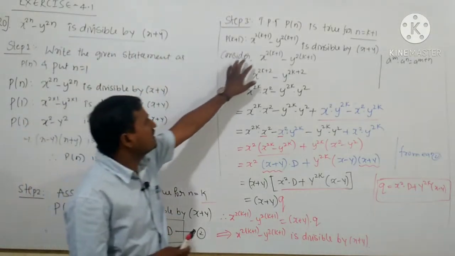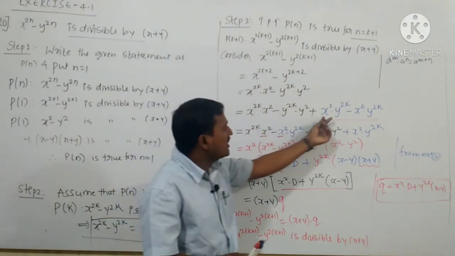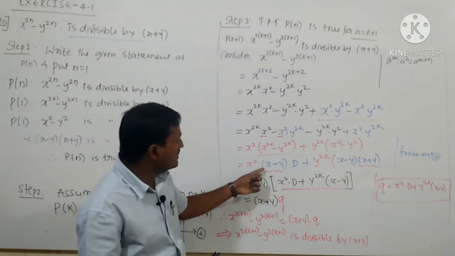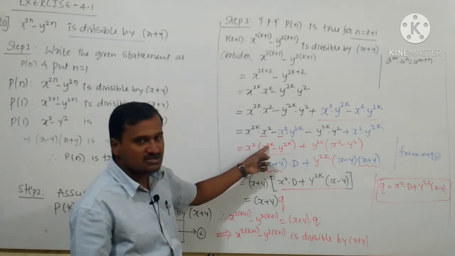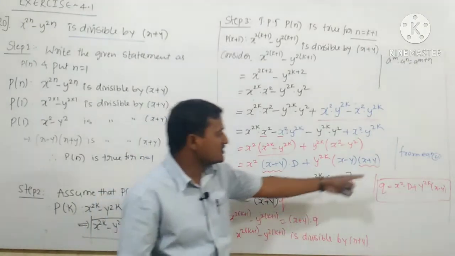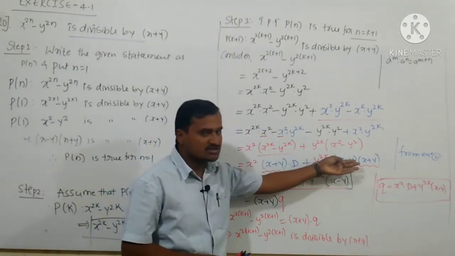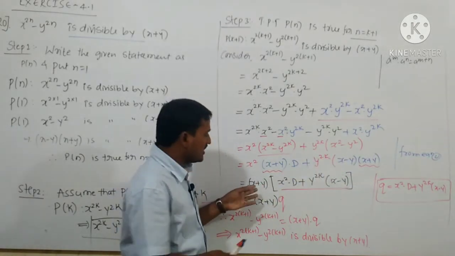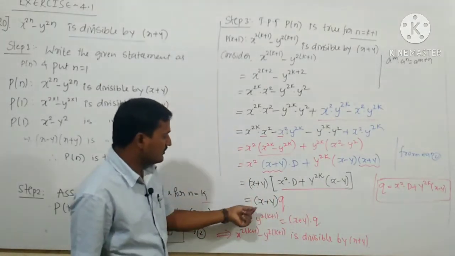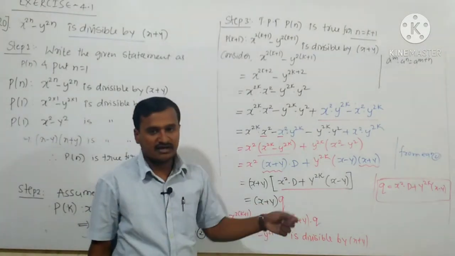So for that, here I have taken this and simplified it. Again here I have added and subtracted the product of these two terms and simplified. Here I have replaced the value of x raised to 2k minus y raised to 2k by x plus y into d, by using equation number 2. After that, from this term and this term I have taken x plus y outside. After that, this term is replaced by q. So here you are getting x plus y into q, the product of x plus y and some integer.